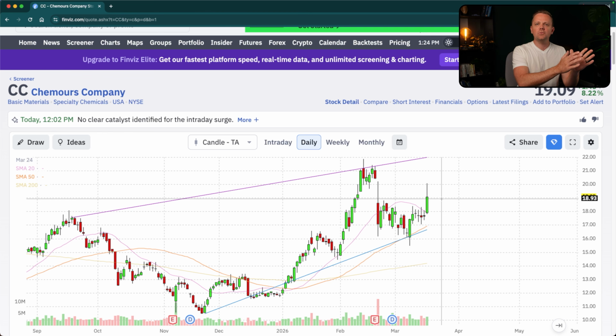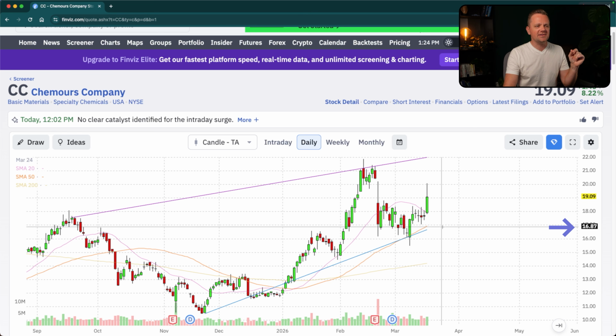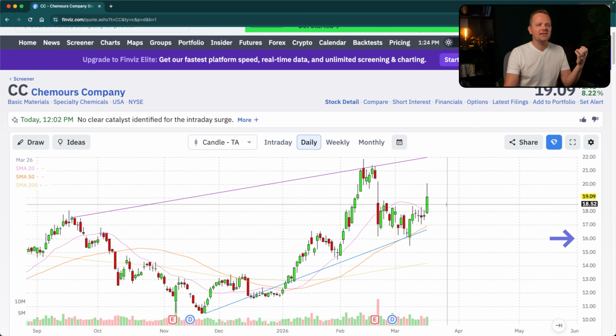Now, this 2-to-1 risk reward ratio is a baseline that professional traders use to stay profitable over time, even if you're not right on every single trade. So basically, you would set your limit order at 17, your stop loss at 16, and your target at 19 for this trade. And of course, you can move your stop loss up with that if it continues to run after that.